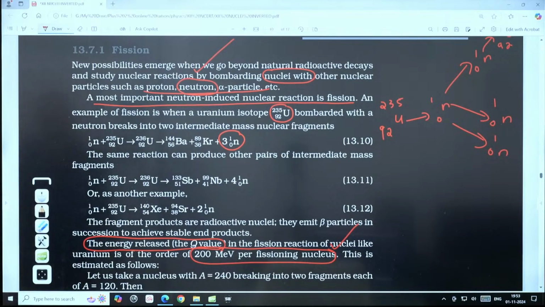Note the equation here. This process is called what? Chain reaction. What is a chain reaction? From 1 neutron to 3, then 3 to 9, 9 to 27, 27 to 81, 81 to 243. It goes on like that. This process is called a chain reaction.